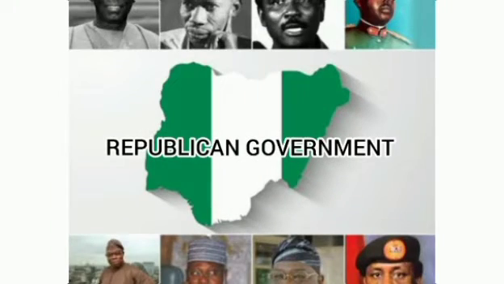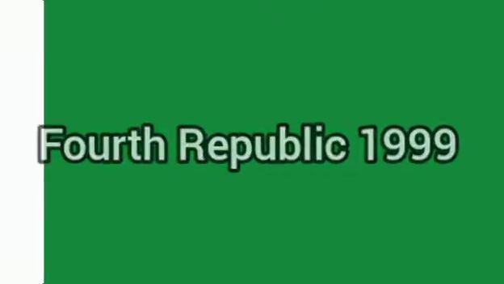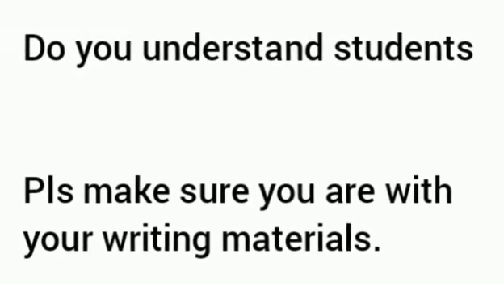Nigeria so far has succeeded in operating four republics. The first was between 1963 and 1966. The second was between 1979 and 1983. The third was in 1989, and the Fourth Republic was from 1999 to 2005. Do you understand, students? Please ensure you are with your writing materials. You need to take down these points.